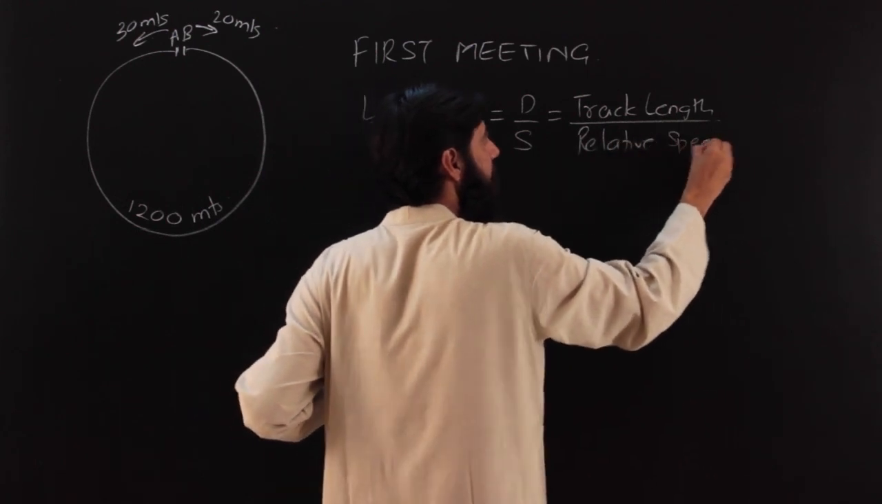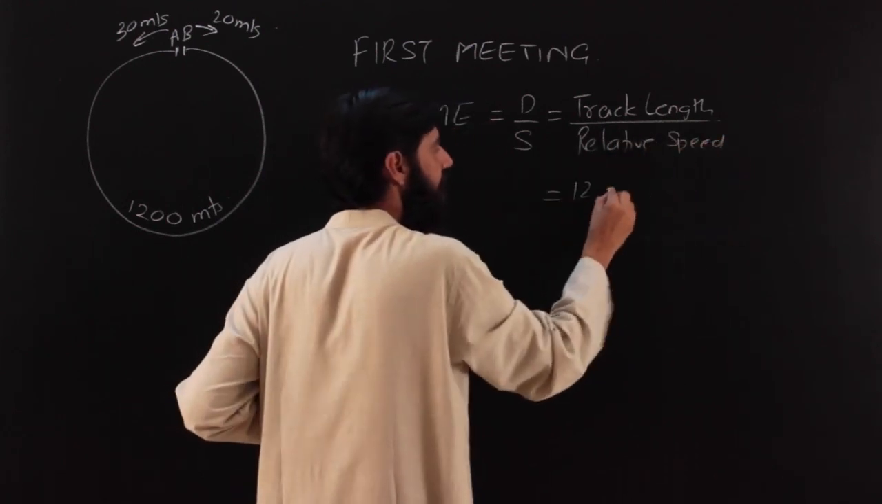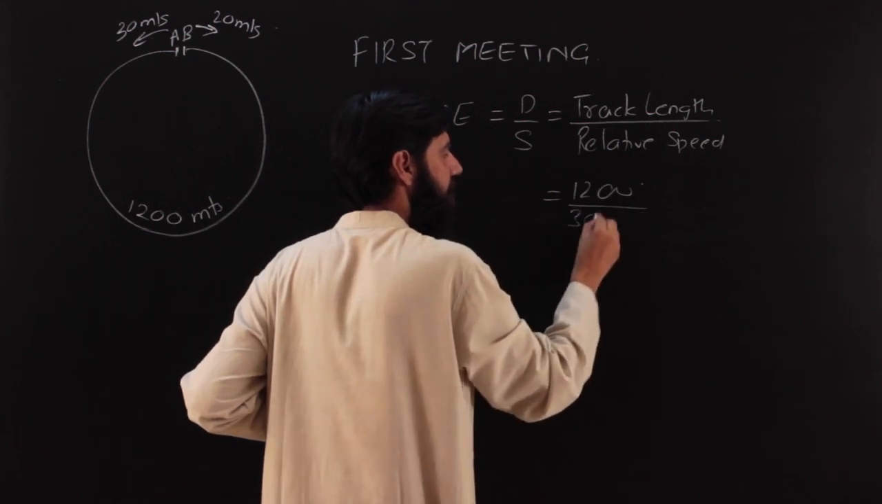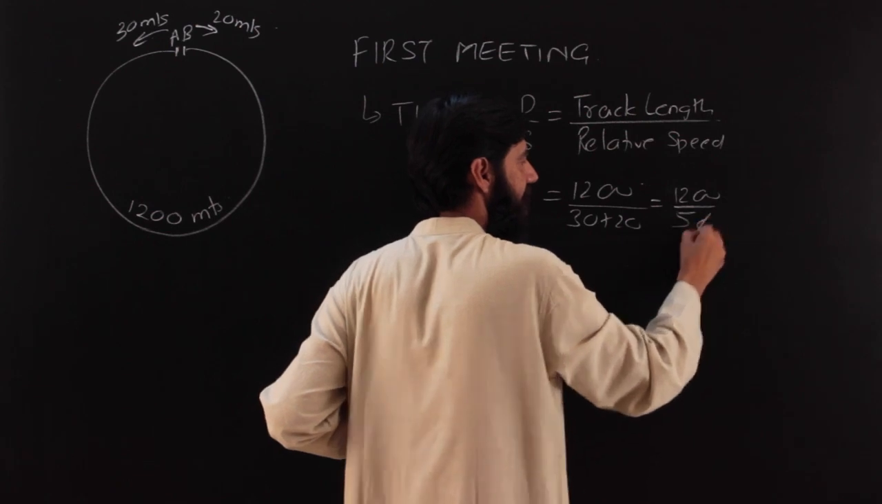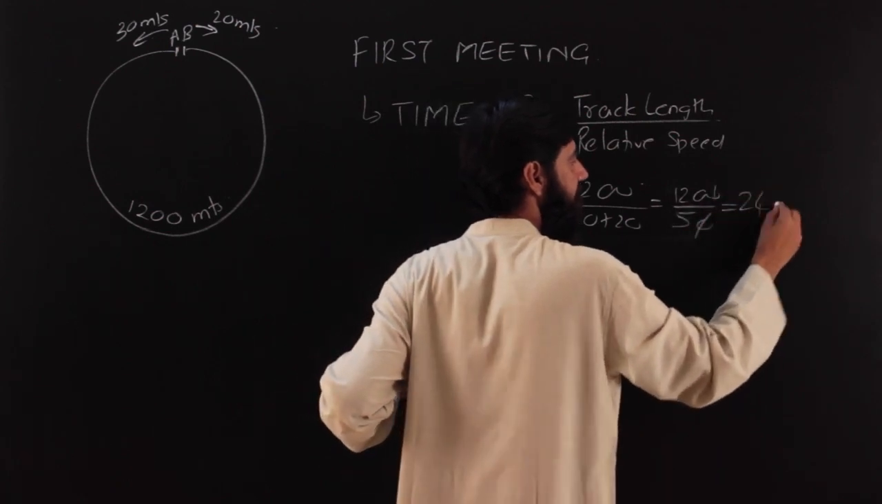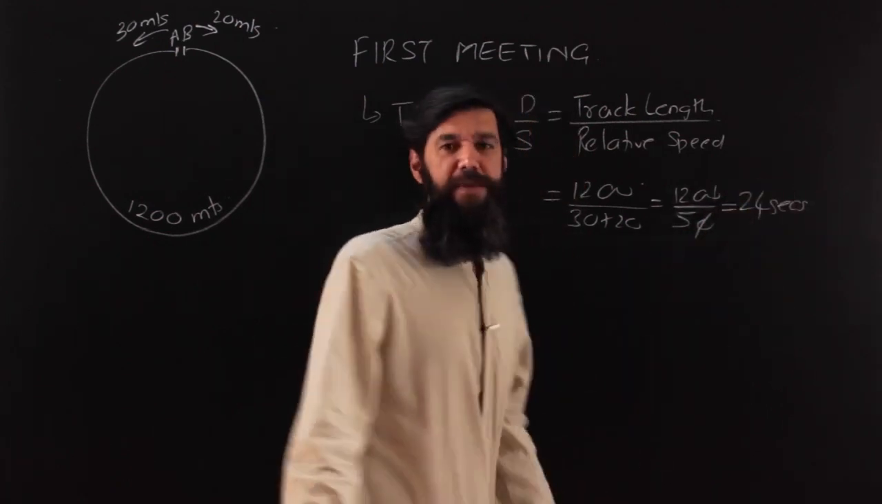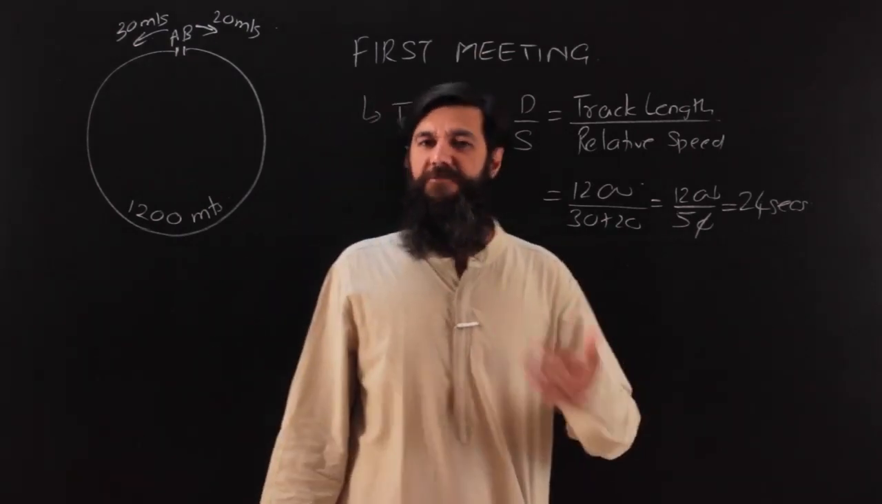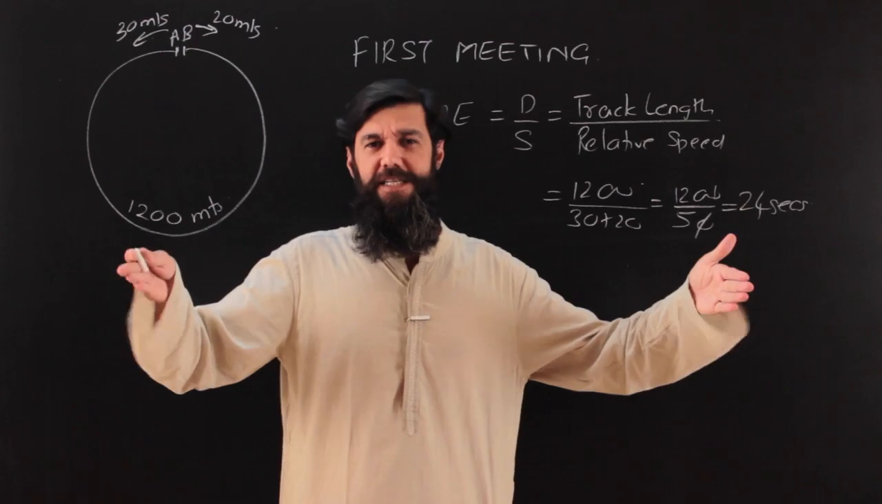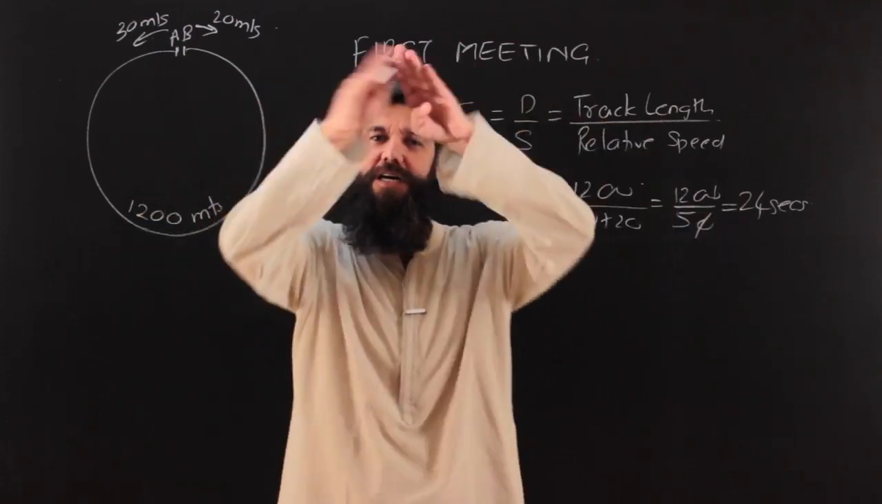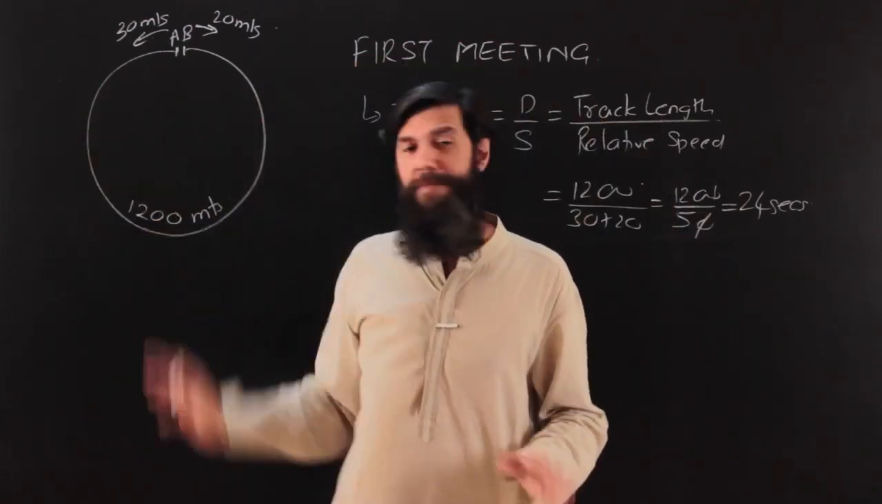So in our case, the track length is 1200, relative speed is 30 plus 20, that is 1200 by 50. We have done this calculation earlier also, it is 25 seconds. So they would meet for the first time in 25 seconds. So it is identical to the linear one, right? Two people starting, it's just that instead of a straight road, they are going along a curved road. That's the only difference. It makes no difference, right?